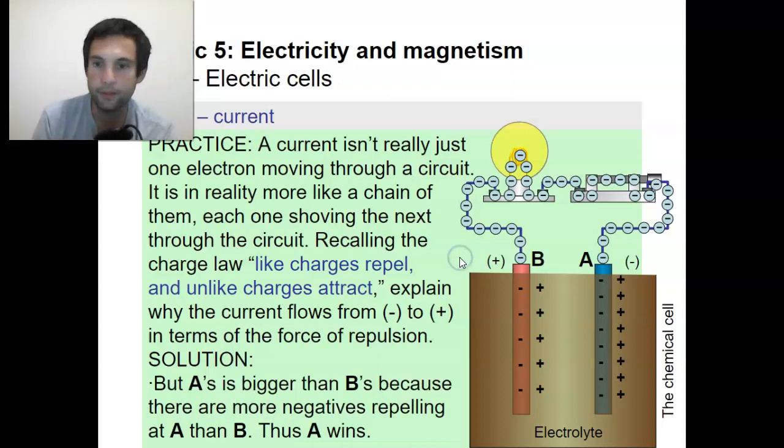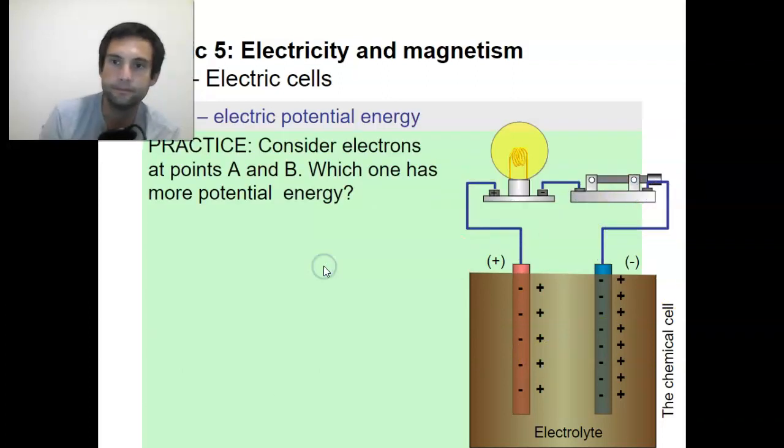There's A and B, sorry. A's is bigger than B's because there are more negatives repelling at A than B. So A wins and the electrons run away from A and they go towards B.